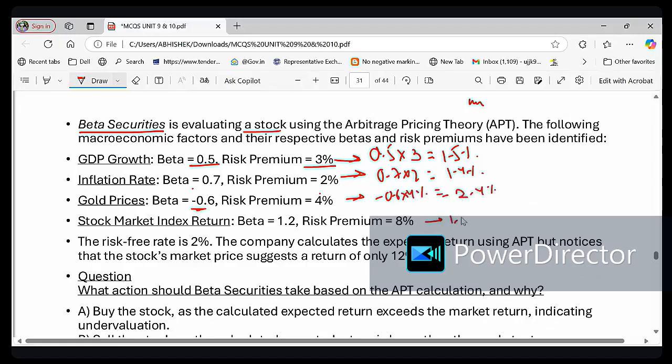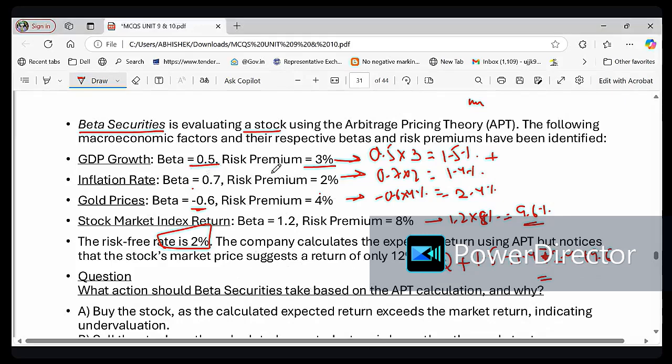And here 1.2 multiplied by 8%. How much is it? 9.6%. Now you add all of them, and you also add the risk-free rate of 2%. So first write risk-free rate 2% plus 1.5 plus 1.4 plus minus 2.4 plus 9.6. What is the final answer? Tell me what value you are getting. This is the formula to calculate the required return using APT, arbitrage pricing theory, right?